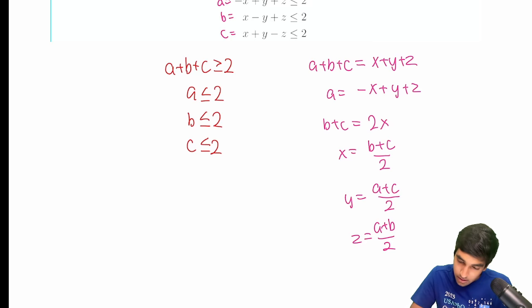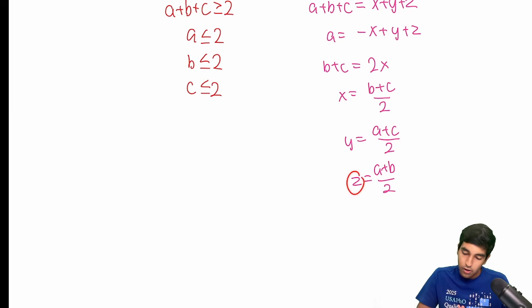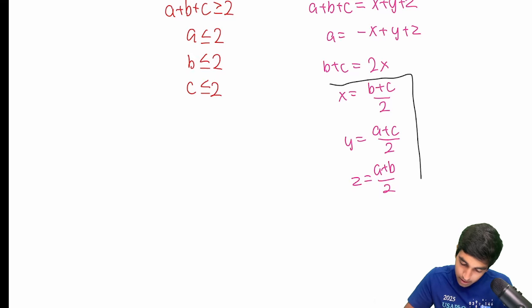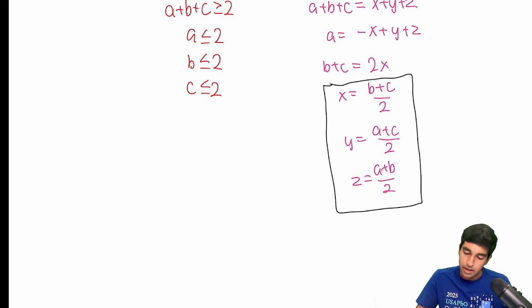Because z is associated with C, right? C is the one which has negative z. So z, by just symmetric logic, is just going to be (A + B)/2. It's going to have the C term missing. So that's kind of how we figure these out, a quick shortcut. But if this is not as intuitive to you, you can just work through this whole process again. Now we have our x, y, and z in terms of A, B, and C.